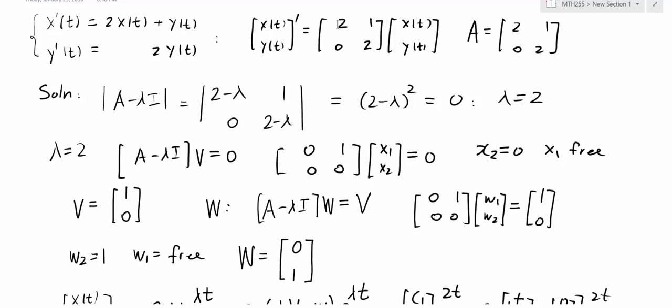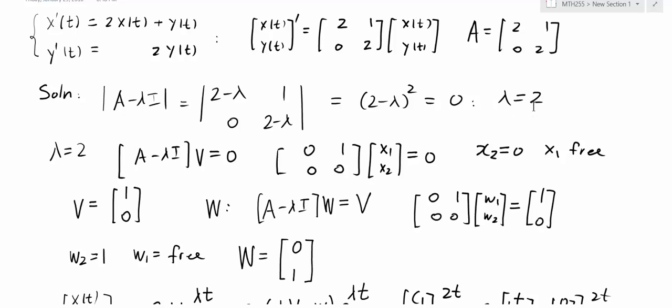So let's try first to find the eigenvalues. We know to find eigenvalues, we form A minus lambda, put minus lambda on the diagonal, and then we find the determinant. And we see the determinant is simply (2 minus lambda) squared. So we only have one repeated root, lambda is equal to 2.